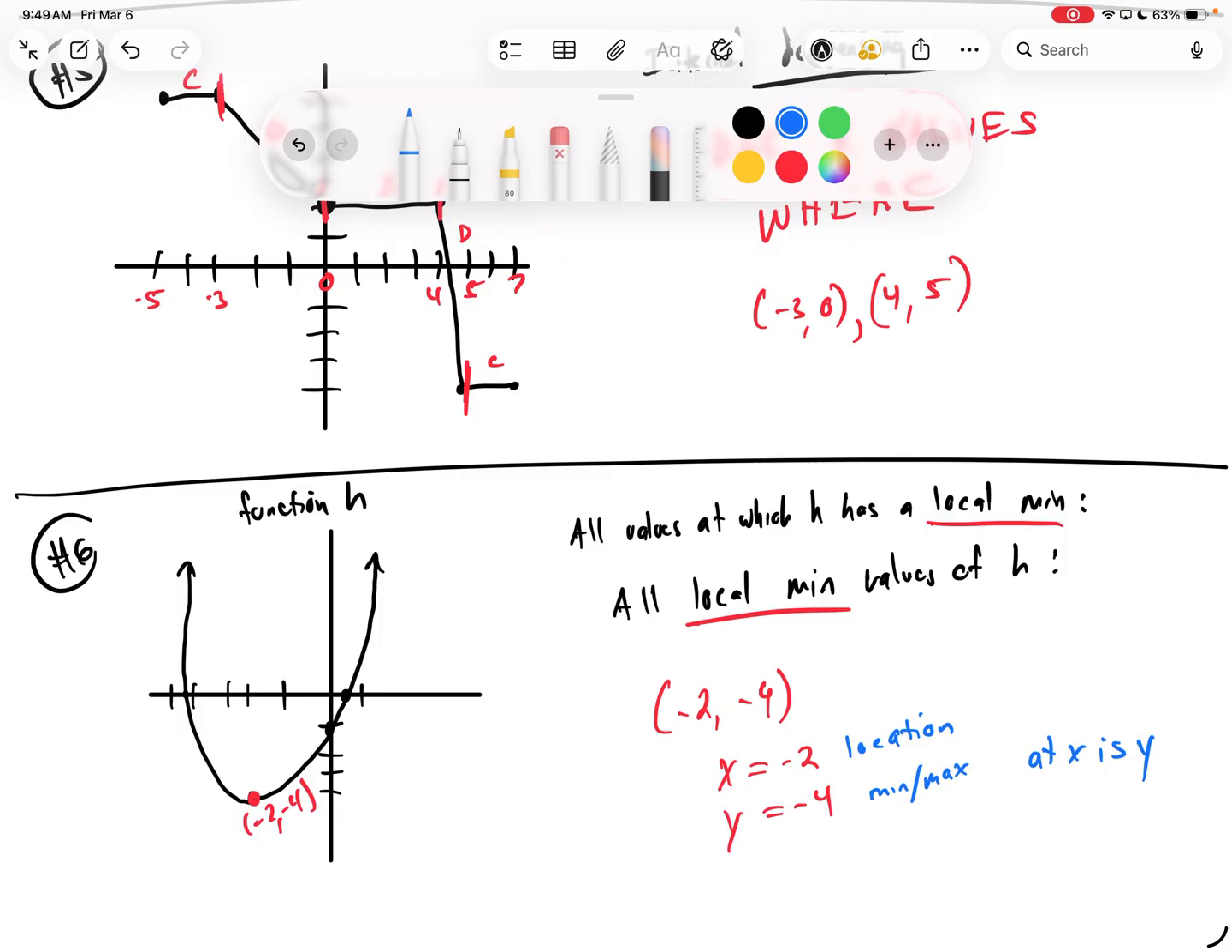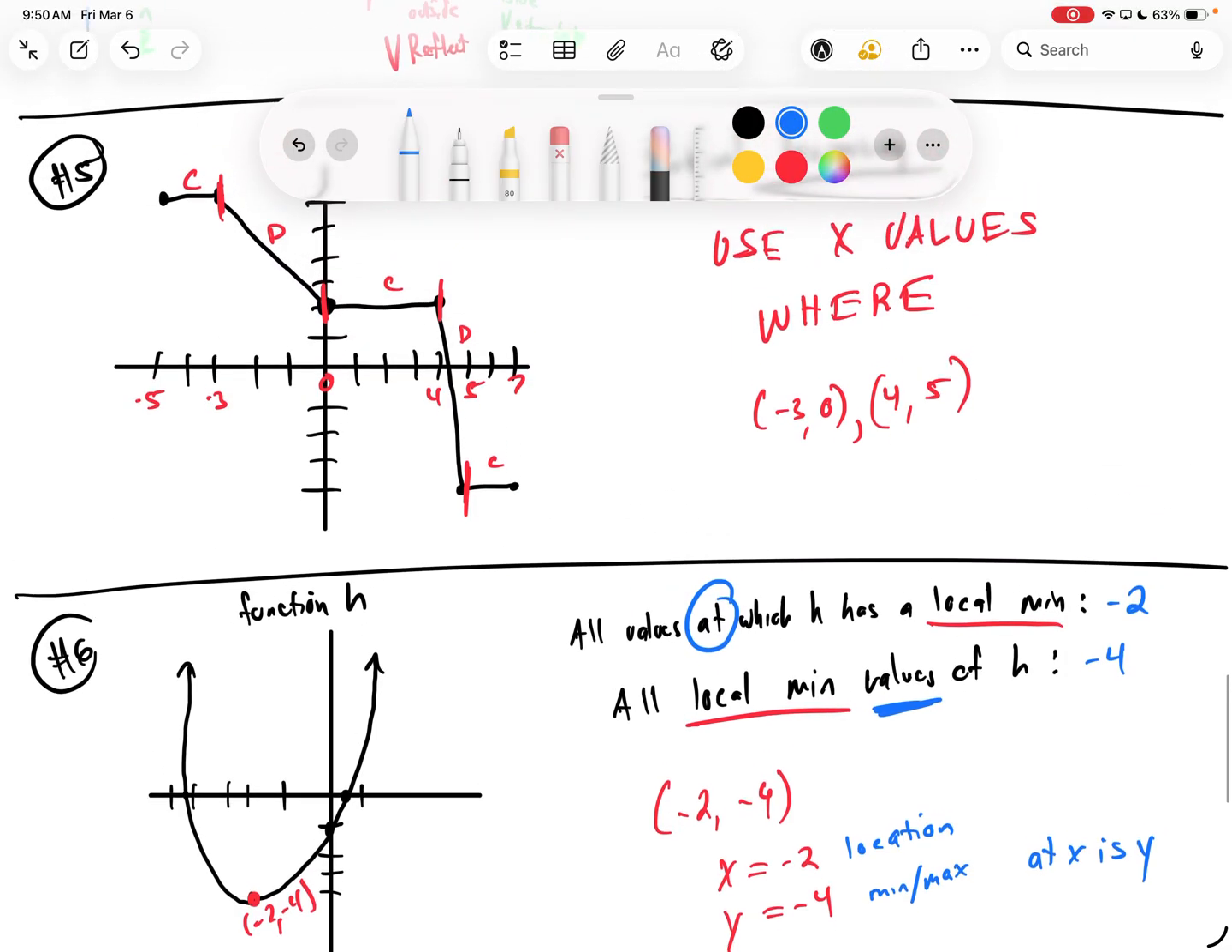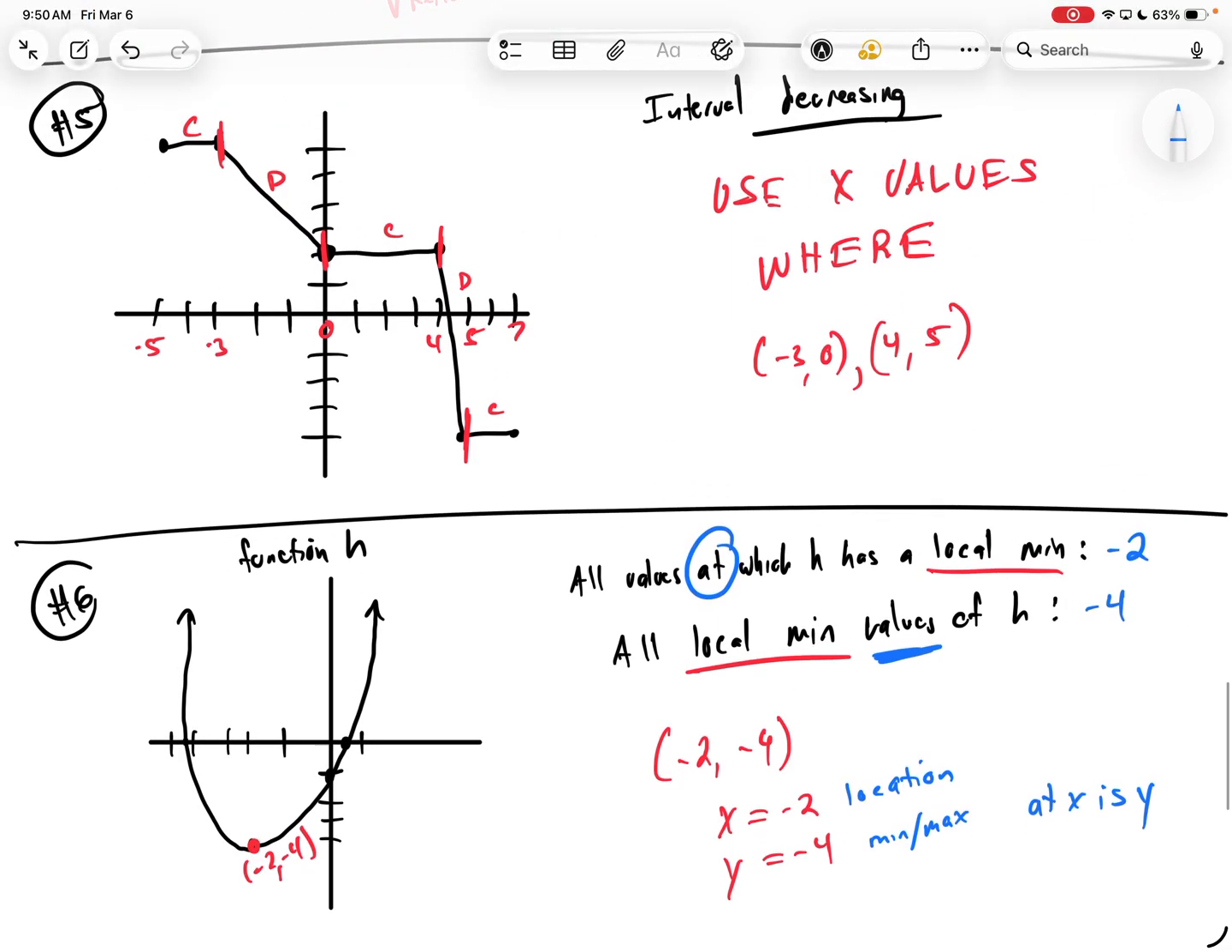So when this says all values at which x has a local minimum, well, there's a local minimum at -2. That's where it's at, okay? Then what is the actual value? That's my y, and it's going to be -4. So just like the previous problem, our x tells us where we're looking on the graph, and then the y tells you what the actual number is.